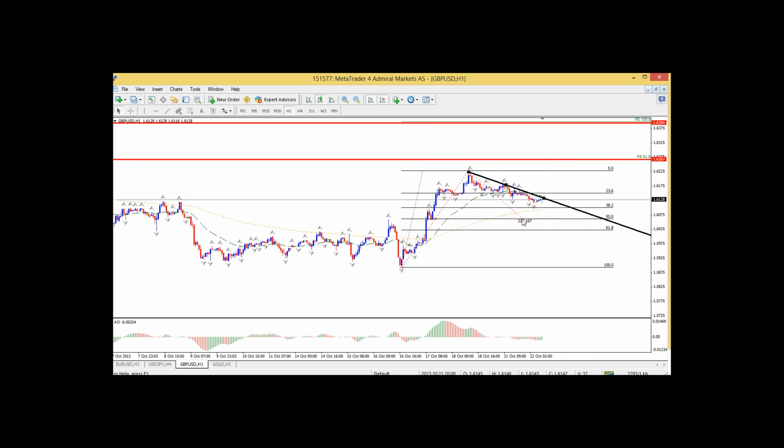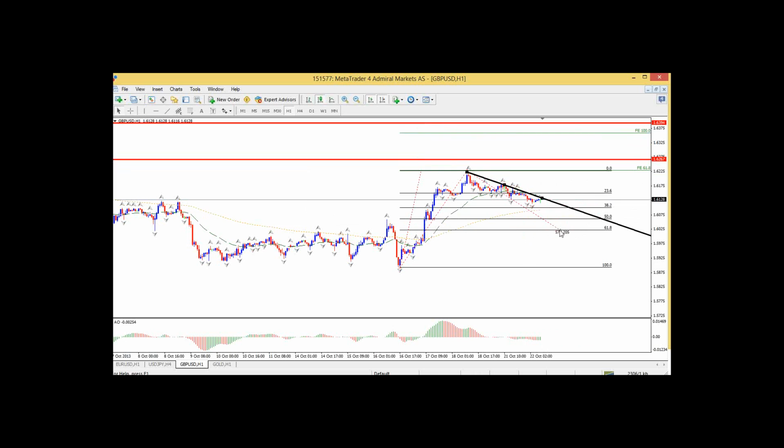Oh wait, it depends. Let's put it at the 50 fib. The 618 is at 162.70. And of course, it's higher if we move it up to the 382 fib. So we don't know exactly where we'll stop. We'll have to adjust that. If it's the 618 fib or the 50, you get the point. We'll have to see.